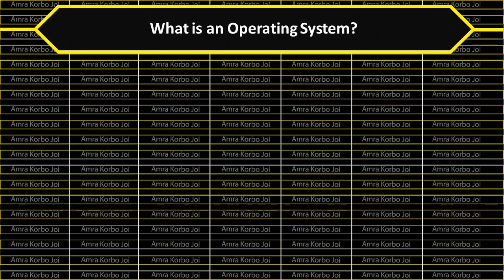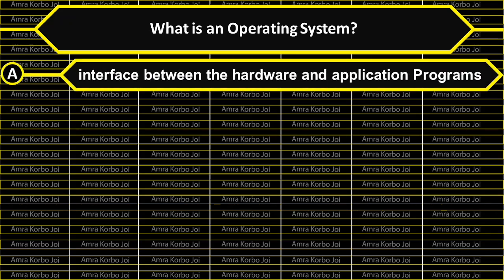What is an operating system? Option A, interface between the hardware and application programs.